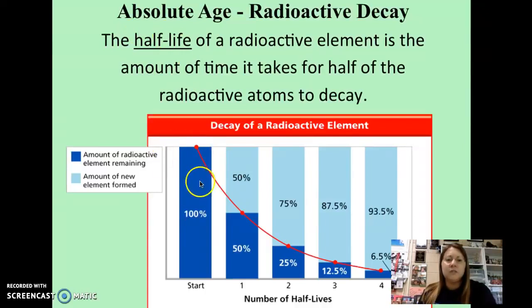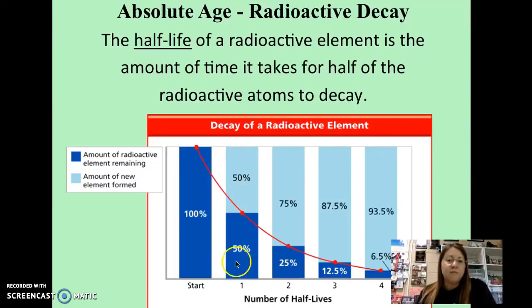So we start with 100% of the radioactive element, and after half-life, after half of it has broken down, we end up with only 50% of that radioactive remaining. So what happened to the other 50%? Well, you had energy emissions of those radioactive particles, so you end up with 50% of the new element that is formed as that radioactive element is breaking down.